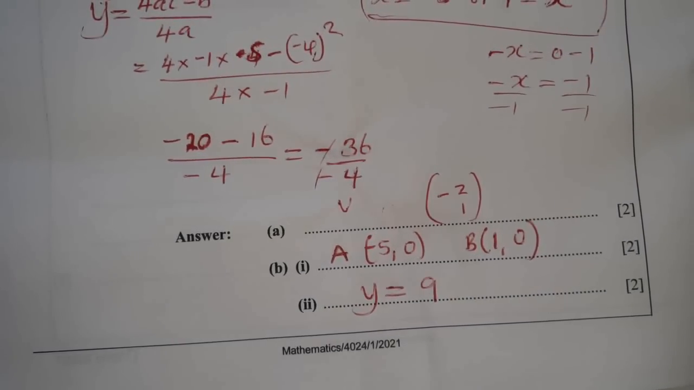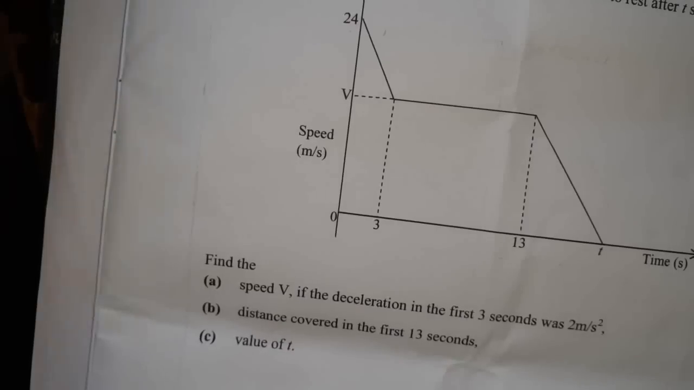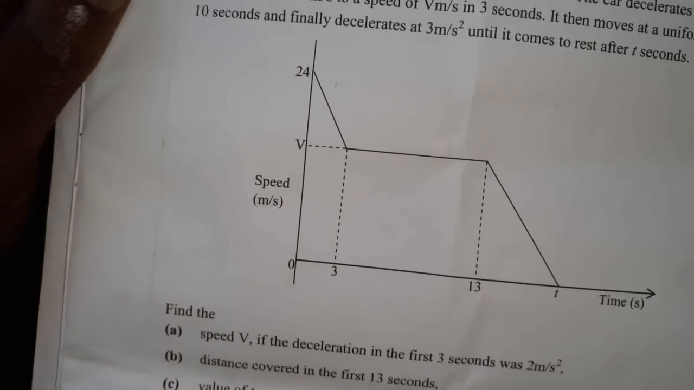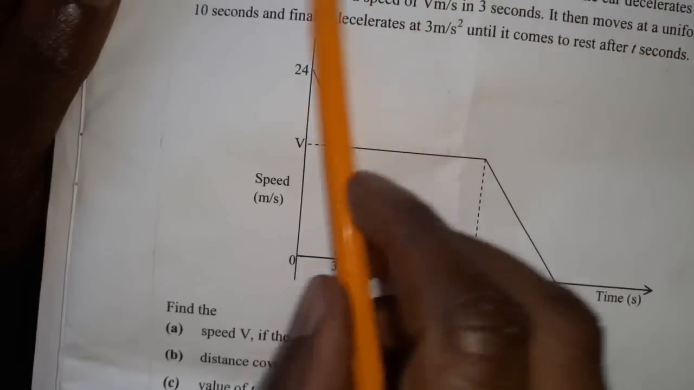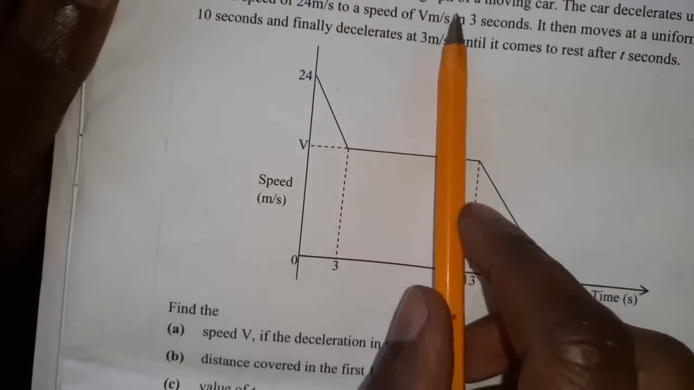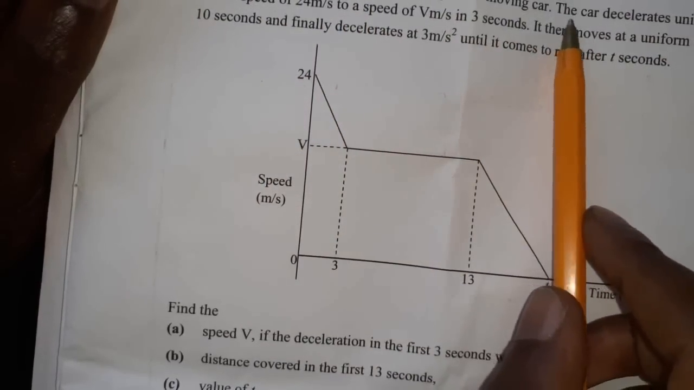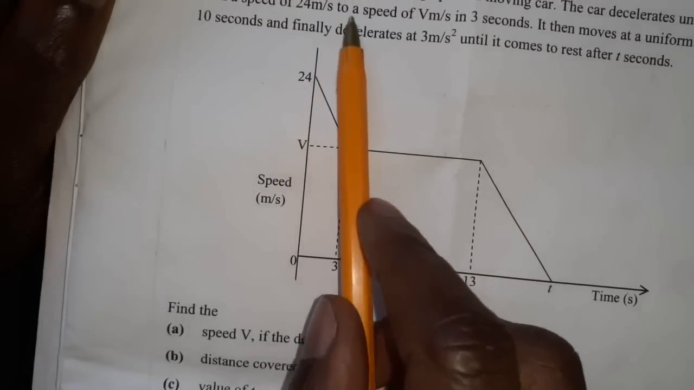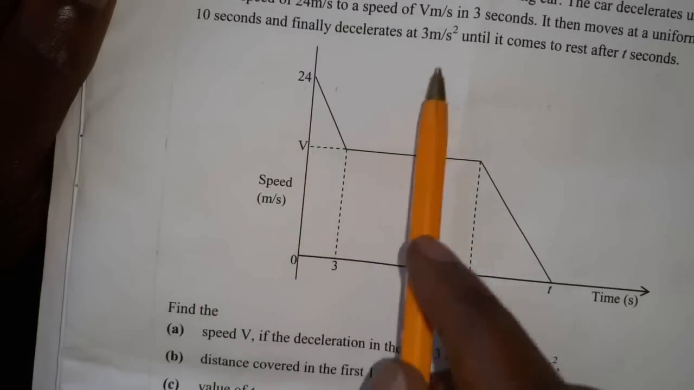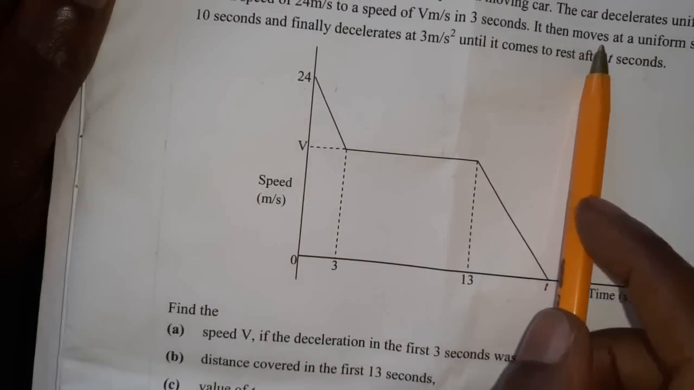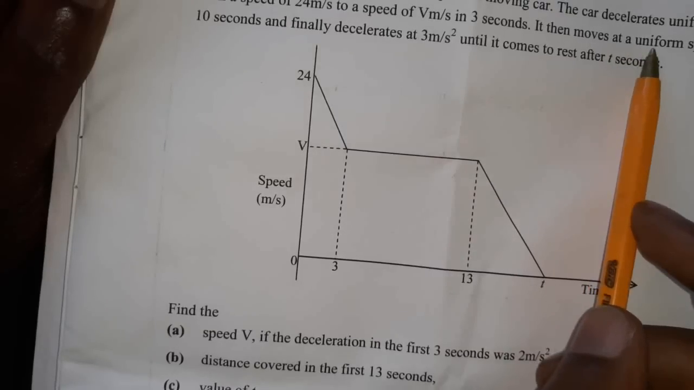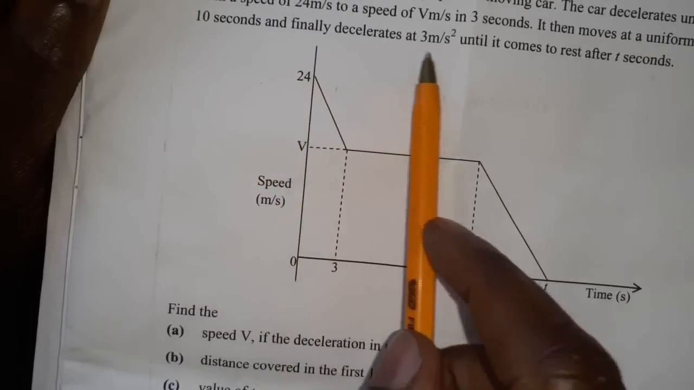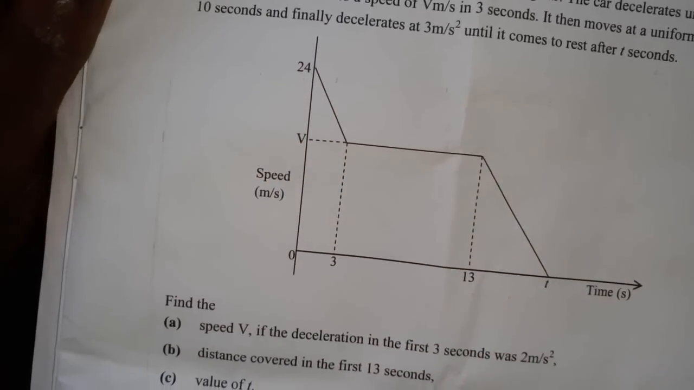We are remaining with the last one, and here we are. Read the question. The diagram below is a speed time graph of a moving car. The car accelerates uniformly from there to a speed of, in 3 seconds, it then moves at a uniform speed of 10 and finally accelerates until it comes to rest.